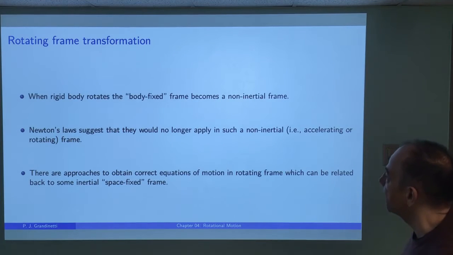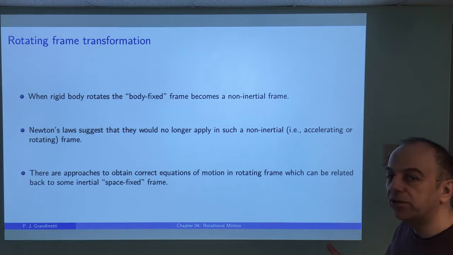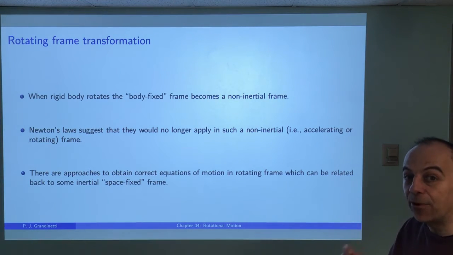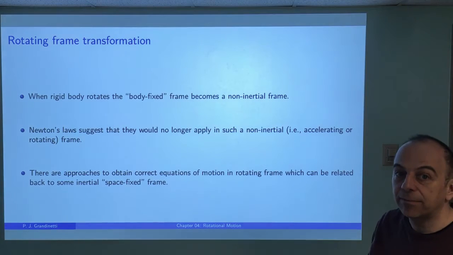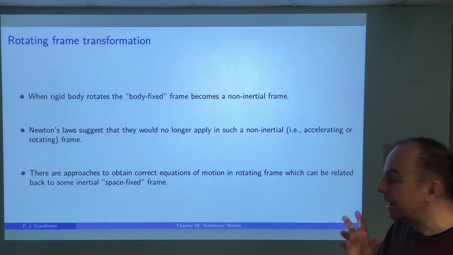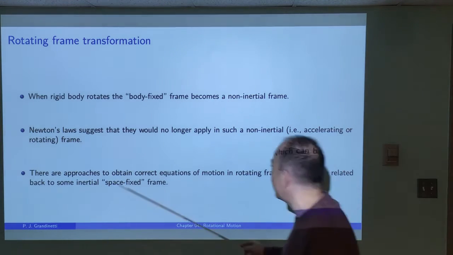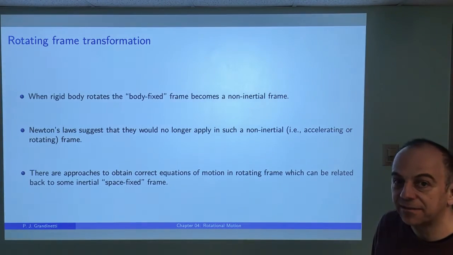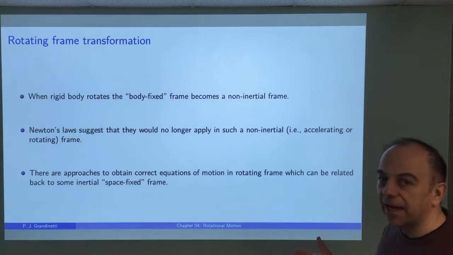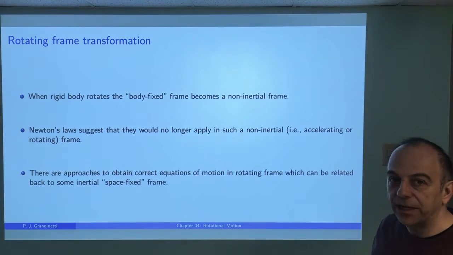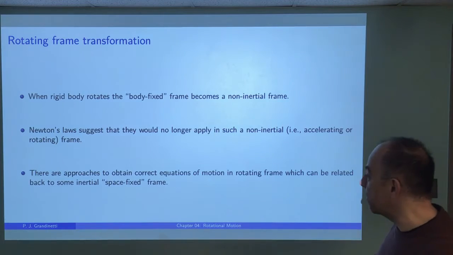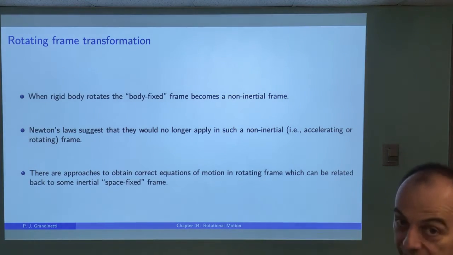So first of all, if you think about that problem, trying to look at the equations of motion for a rigid body from the point of view of the principal axis system, you realize that there's a problem there. That's not an inertial frame. That's an accelerating frame or a rotating frame. So Newton's laws tell us that shouldn't work, right? But in this particular case of a rotating frame, there's a correction we can do so that we can still continue to use Newton's laws. So this is what we're going to look at next, what's called the rotating frame transformation.